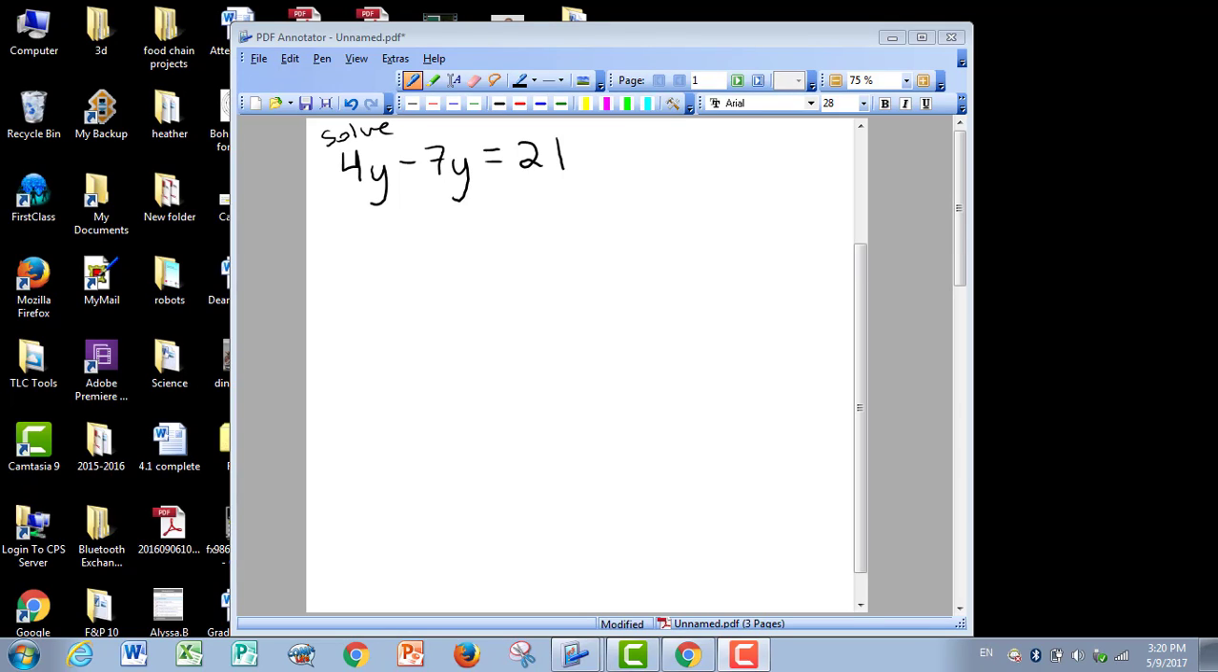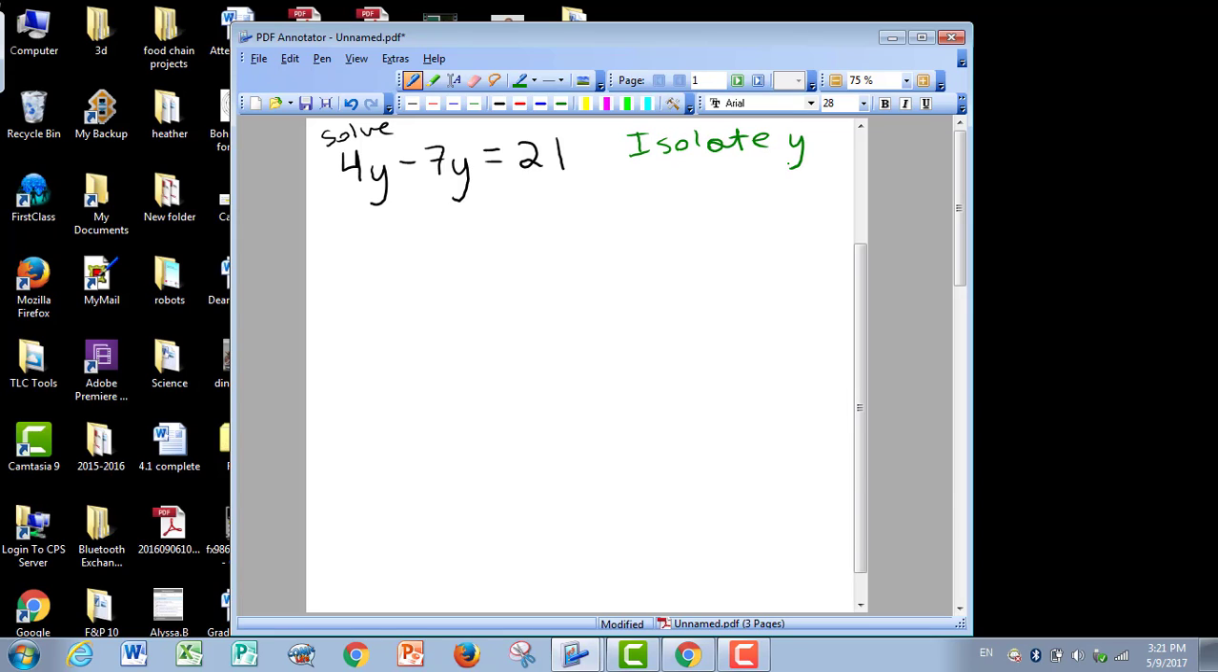Okay, so today we're working on solving, I can solve multi-step equations. The first one says solve 4y minus 7y equals 21. Always when we're solving equations, the goal is to isolate the variable. In this case, we're isolating y.